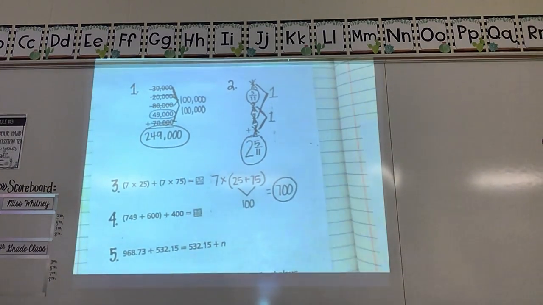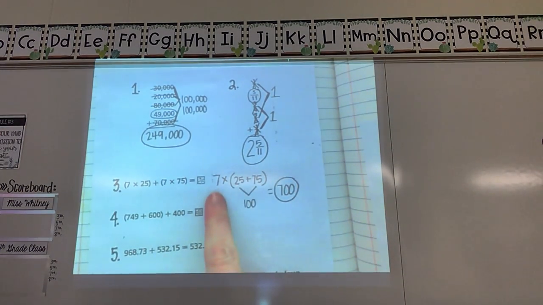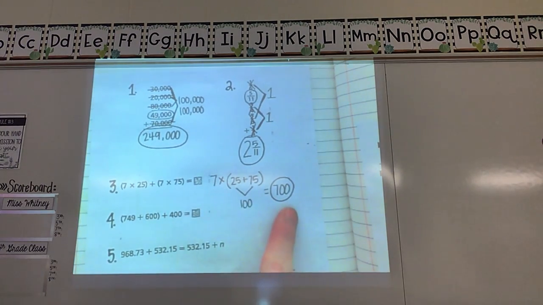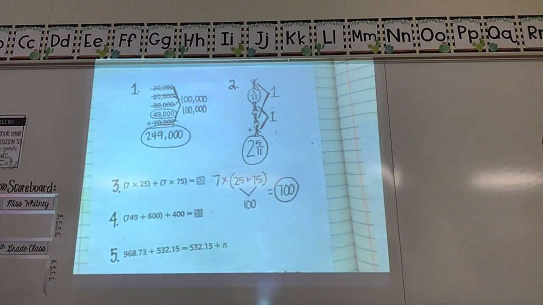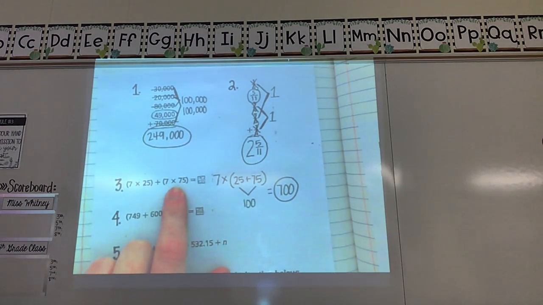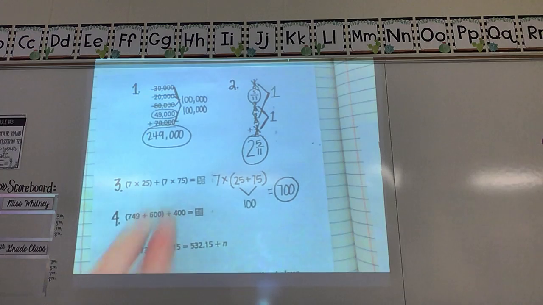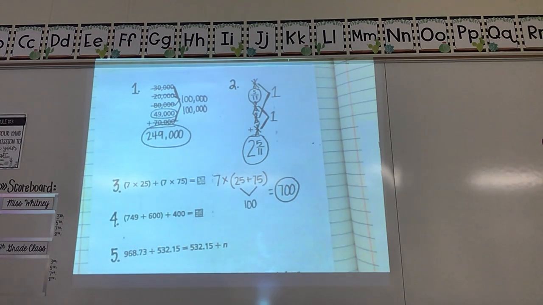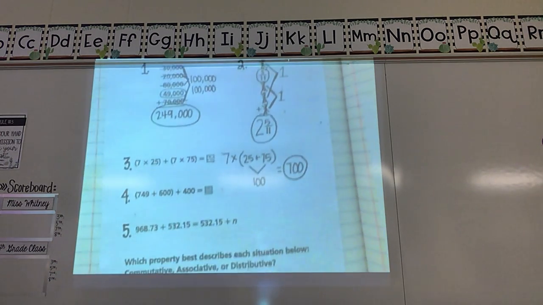By doing the distributive property and pulling that 7 out, it was easy to see that that was 100 times 7. That's quick, 700. Otherwise, I would have had to do 7 times 25, 7 times 75, and then add those together, which would have taken me much longer to do. So these strategies just help me get a lot faster with doing my math if I can find those easy groupings. Let's look at number 4.